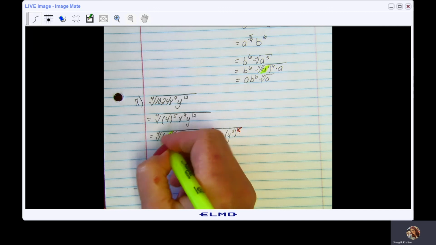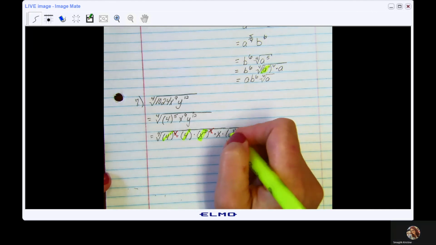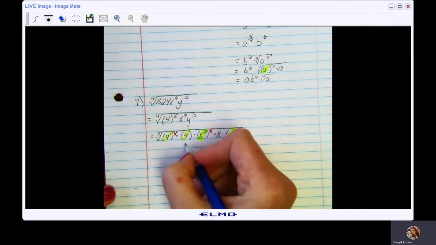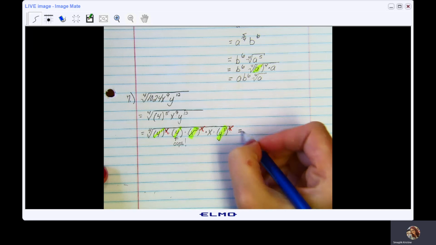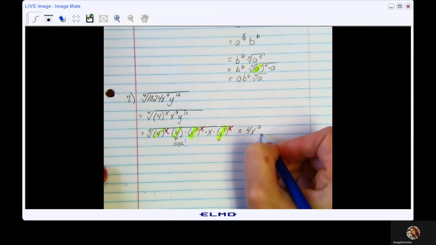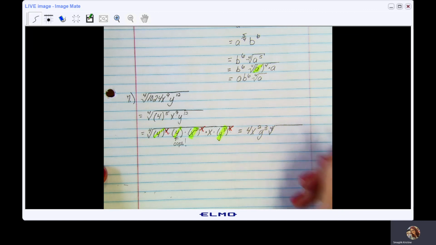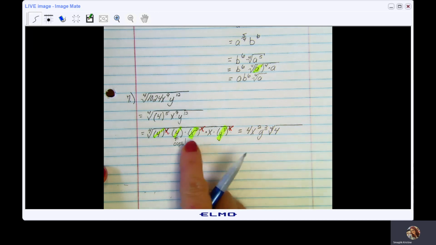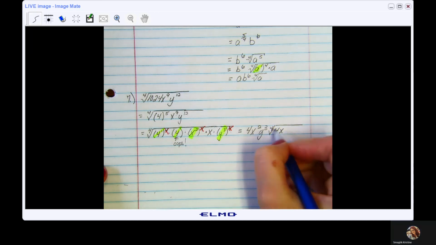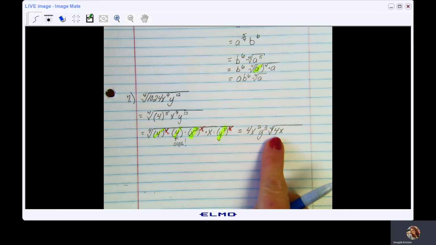And what is left in my parentheses, oops, I didn't mean to do that. Ignore that. These can come out. So I have 4x squared y to the 3rd, index of 4. And what is left? I have this 4 here that I accidentally highlighted, my bad, and I have an x here. So my answer is 4x squared times y to the 3rd times the 4th root of 4x.